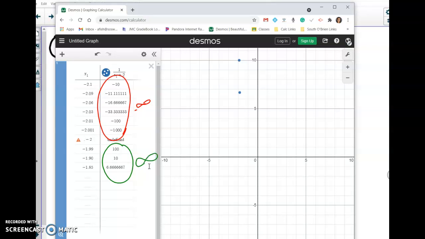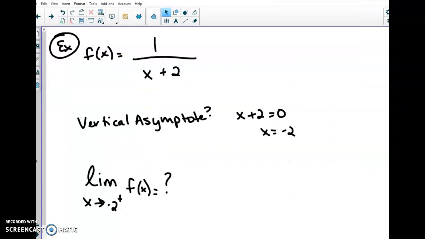So remember, if I'm going from the left, I'm coming to the value. If I'm coming from the right, again, I'm going to the value. Where's it going? Well, I can see 6.666 to 10 to 100. That number is going up, so it's going towards infinity. On the red, I can see my numbers getting smaller and smaller in the negatives. So that's going towards negative infinity. So using the table, without even using the graph, I can see what's actually occurring.